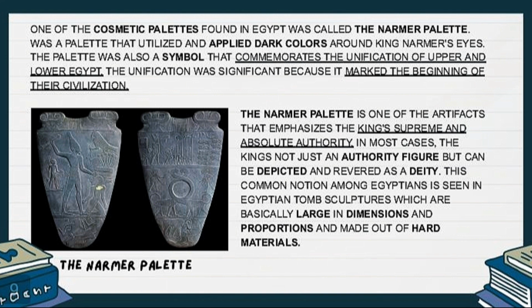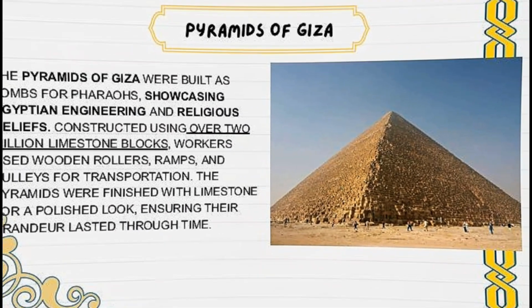During the Old Kingdom, Egyptians built pyramids such as those in Giza as tombs for pharaohs. These massive structures showcase their advanced engineering and architectural skills. Figure 5, the Great Pyramid of Giza.